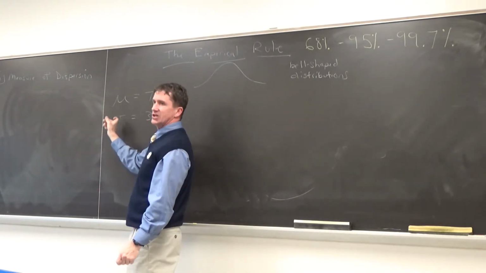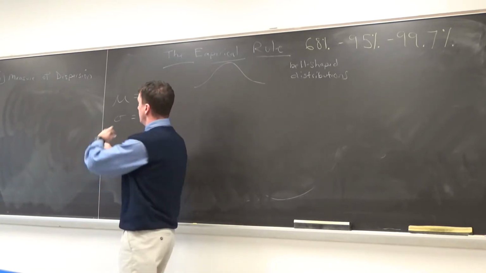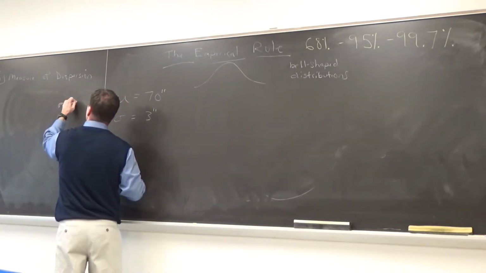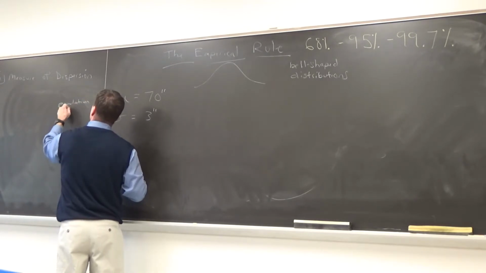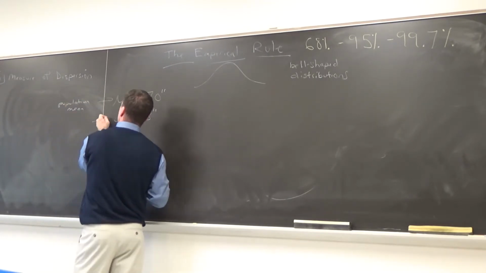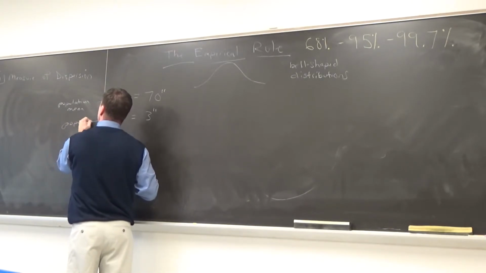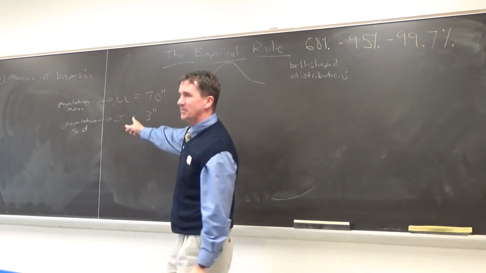Now, I know I just introduced these symbols to you, so we should probably write the words next to them. This is the population mean. And this symbol is the population, oh, we can abbreviate. How about SD? We'll just put SD. That's the population standard deviation.